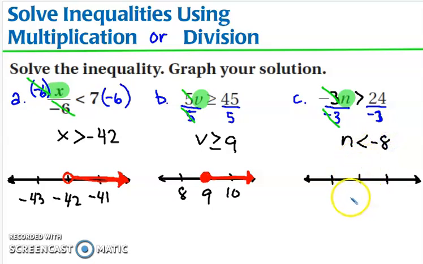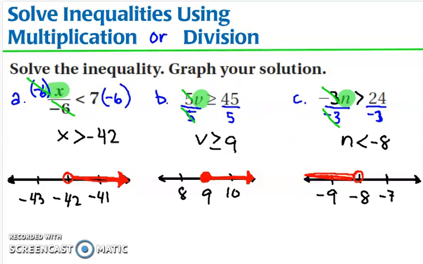So to graph that, put -8 right in the middle. -9 is directly to the left of it. -7 is directly to the right of it. Since there's no equal sign with the inequality, -8 is marked with an open circle, and the inequality points to the left, so the arrow is pointing to the left.